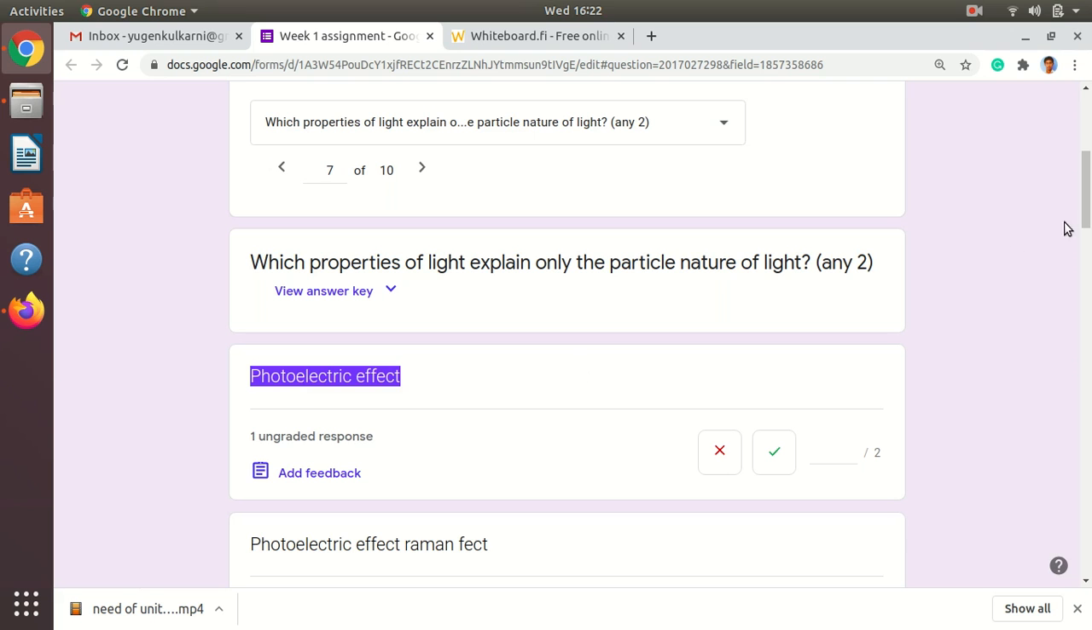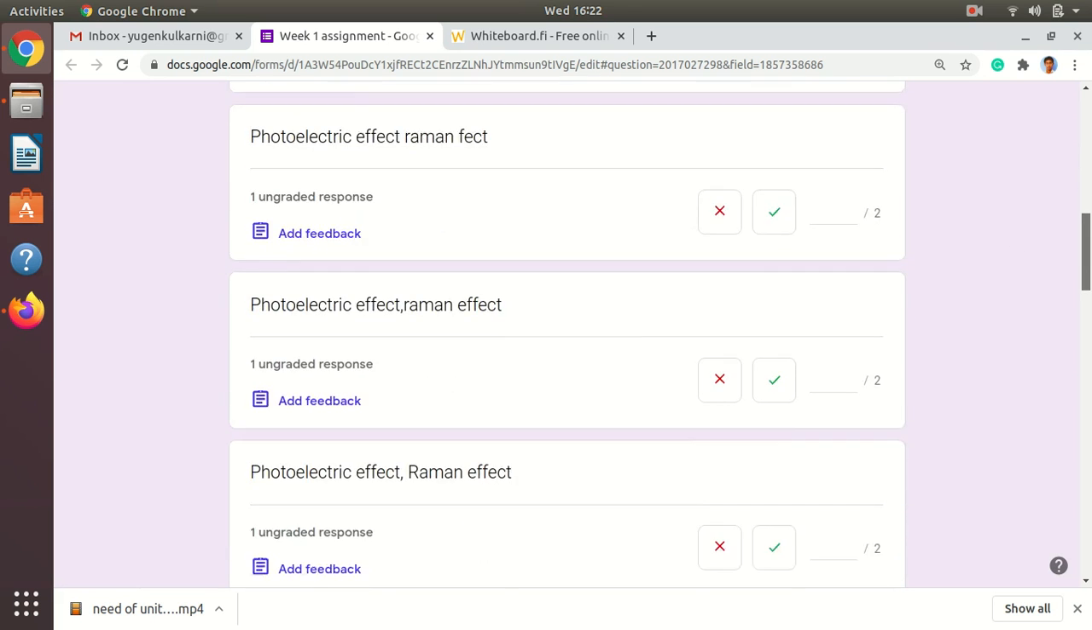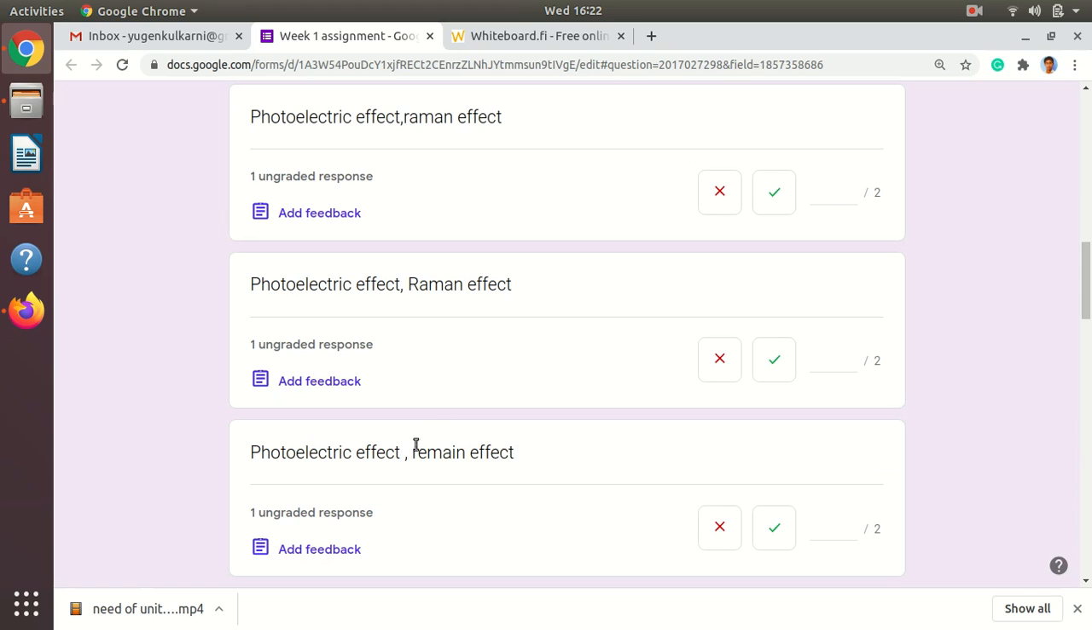But this is a correct answer, photoelectric effect is correct, Raman effect is correct. There is some spelling mistake, so this is the correct way to write Raman, because he is a scientist. So don't write the first letter small, write the first letter capital, because Raman is the name of a scientist. You can write P in small if you have written it second, but you should always write Raman with the first letter capital, R should be capital.